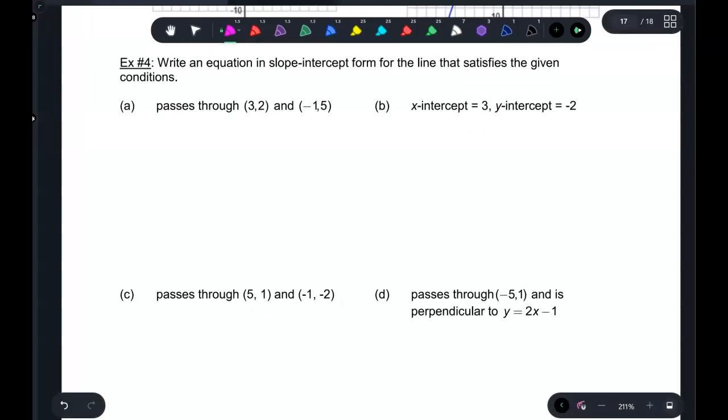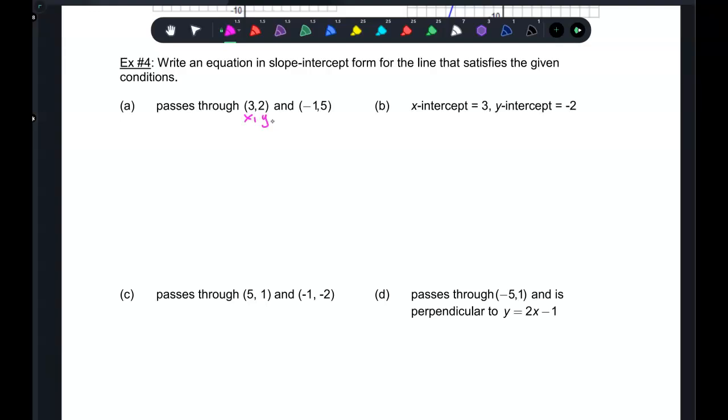Now, I'm going to show you 2 different ways to do this. And then on homework, it depends. Usually what I'm going to ask you to do on the homework is write it in point slope form and then change it into slope intercept. But I'll explain.